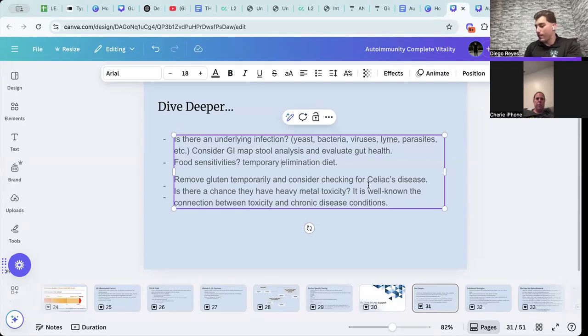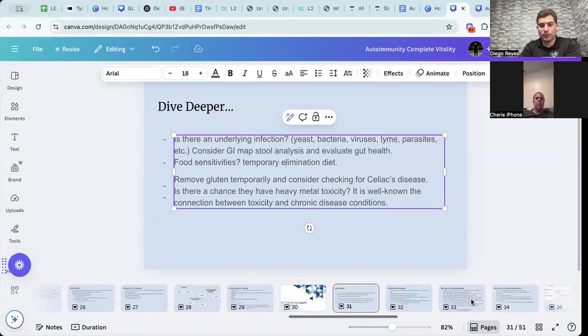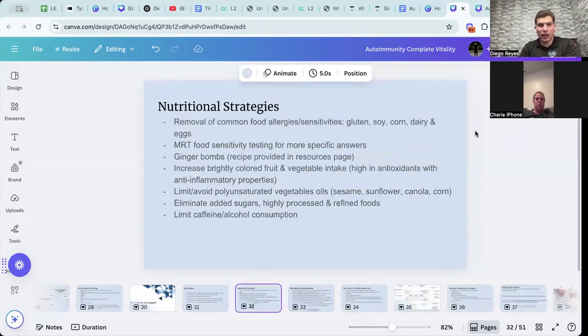So, with that being said, you've got to remove common food sensitivities, especially if you have an autoimmune issue. All right. Obviously, nutritional strategies. The biggest thing is removal of common food allergens and sensitivities. That's gluten, soy, corn, dairy, and eggs. Dairy and eggs especially are a big thing for autoimmune issues.